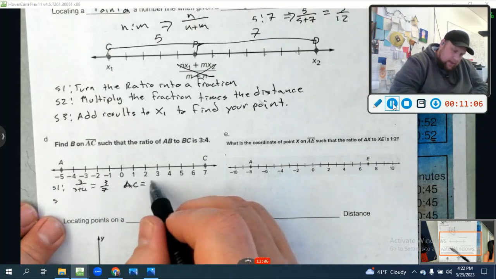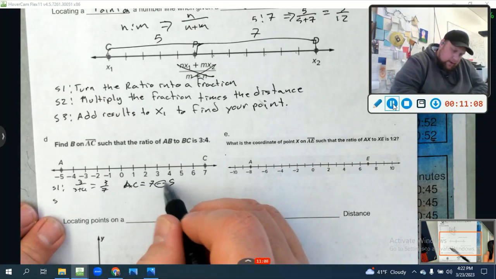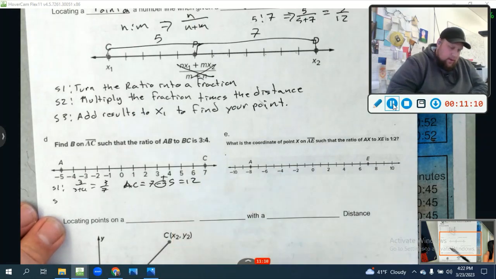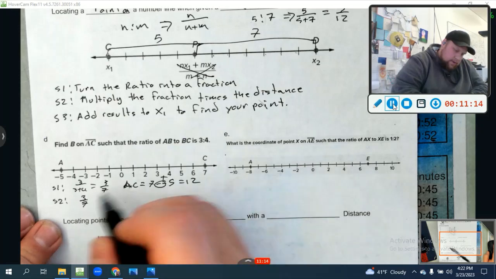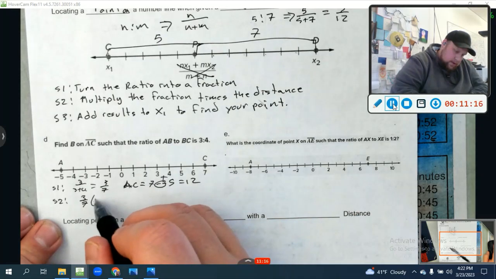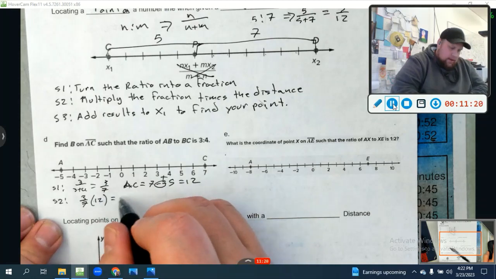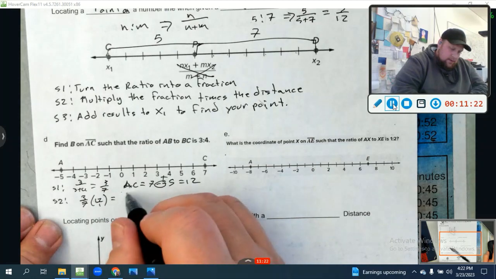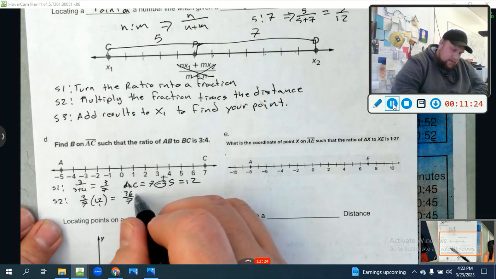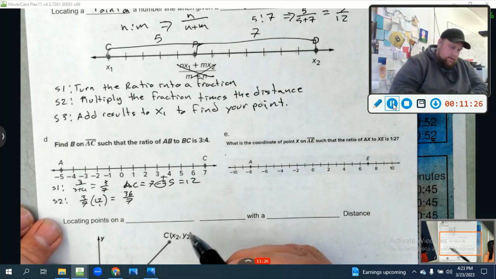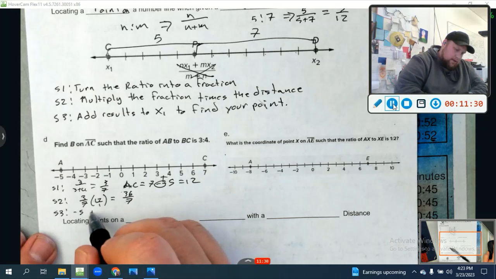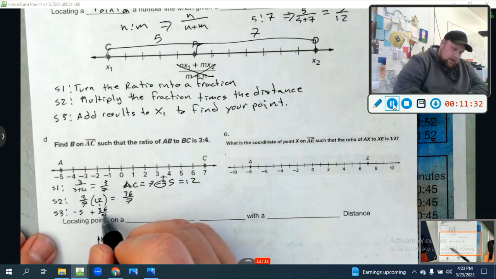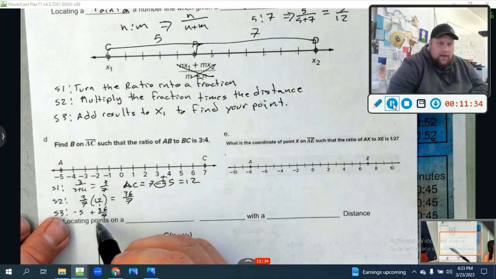Okay, I want you to try this. Take a minute. Take a breath. Go ahead and do it. Ready, set, go. Okay, I'm assuming you paused it. We're good to go. What is the coordinate of X on AE such that the ratio of AX to XE is 1 to 2? Well, again, step 1.